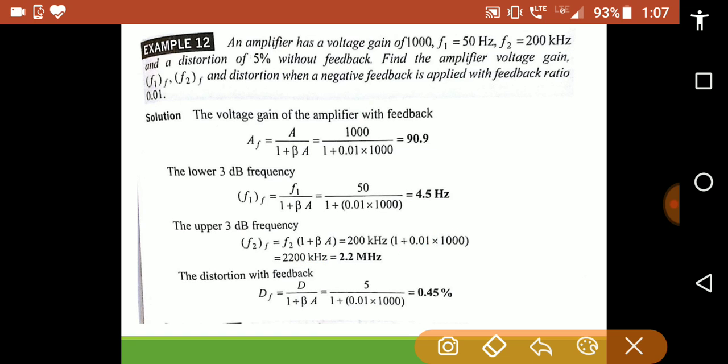Now we know that the distortion will decrease when negative feedback is applied. So distortion with feedback DF equal to D divided by 1 plus beta A. Here distortion is 5%. So DF equal to 5 divided by 1 plus 0.01 into 1000. So distortion with feedback equal to 0.45%. So these are the 4 parameters. So this problem is solved, and let us see the next problem.